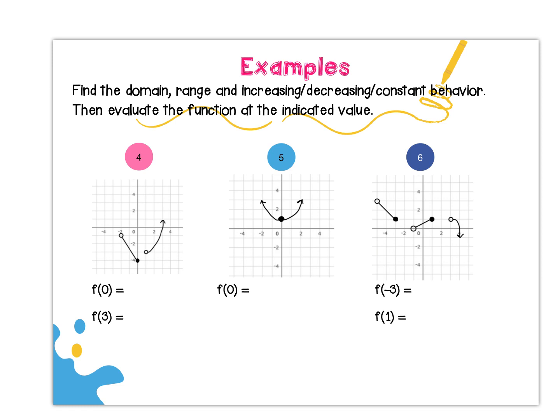Again, I come over to here and they're asking me to do the same thing. They're telling me to find the domain, the range, increasing and decreasing behavior, then evaluate the function at the indicated value. So again, this is a piecewise function, and notice what this is telling me. It's telling me that when x is less than or equal to 0, it's this line, okay? And then when x is greater than 0, or actually even greater than 1, we're going to use this line, or this parabola. So again, it's just showing us where the border is there.